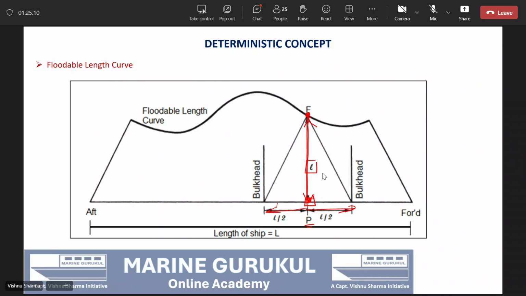That means with P as center, you cannot have a compartment longer than L. If you have a compartment longer than L, then when that compartment gets bilged, the margin line will go under the water, which is not acceptable. Is that clear, beta? Is it clear? Yes, sir, clear.